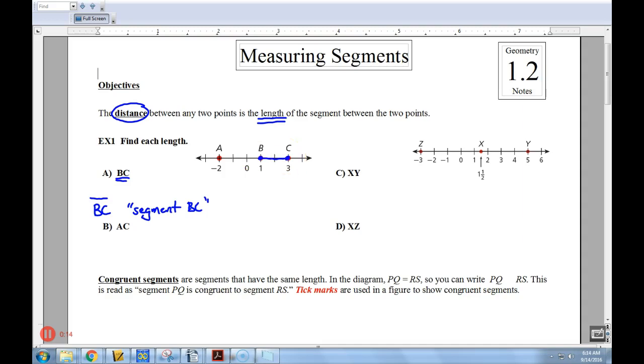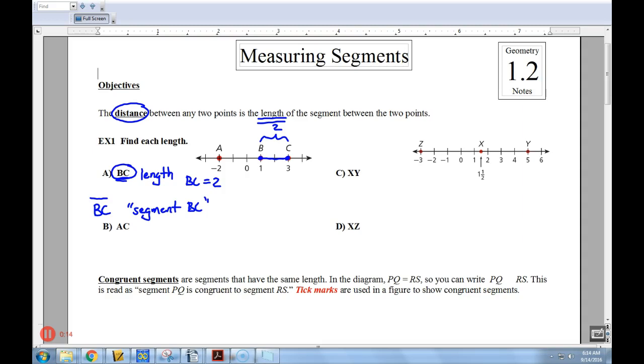But when you see BC written this way, with no notation above it, this actually refers to a number, or the length of segment BC. So we look at this line, and the distance from B to C is 2 spaces. So BC equals 2.